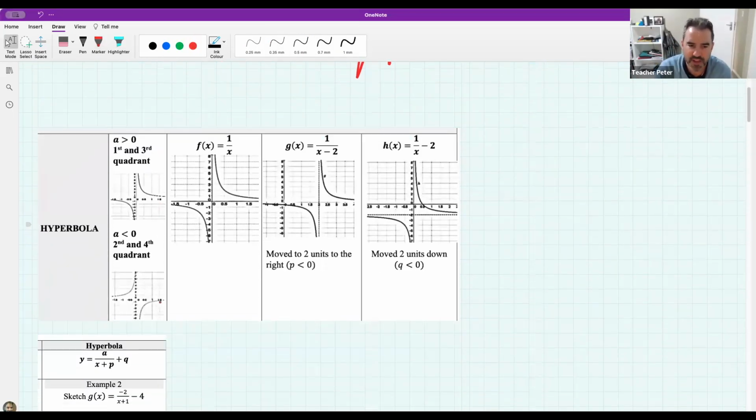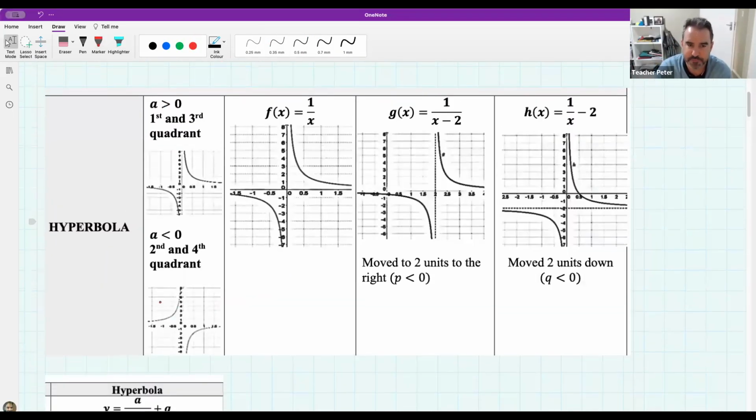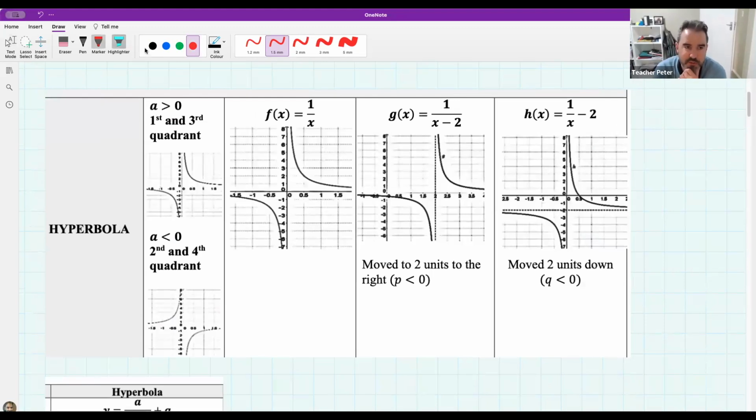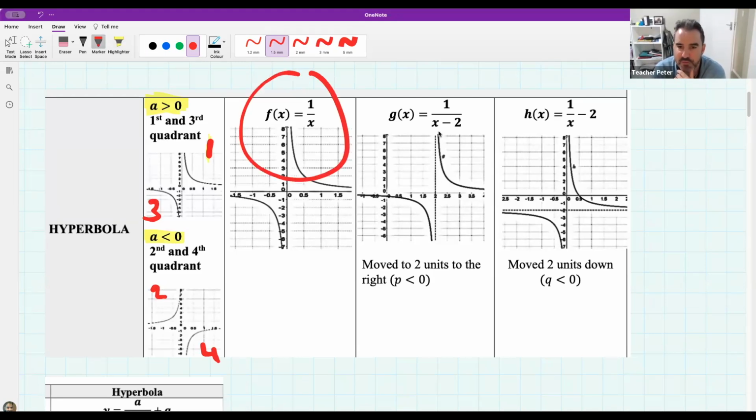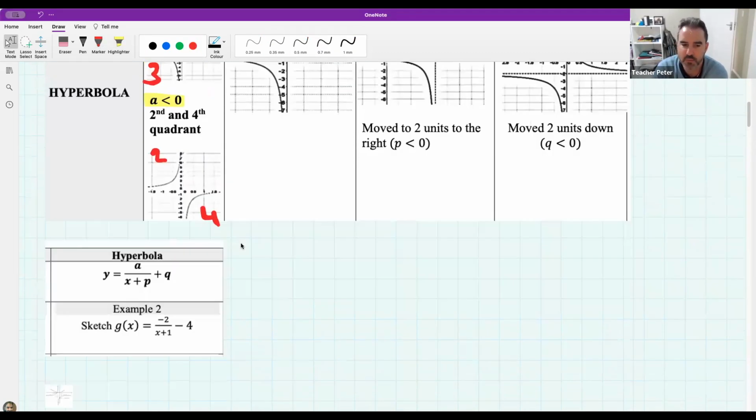So before we go to that, let's just have a quick look at some summary stuff. You've seen this before about hyperbolas, but if A is greater than 0, then we'll be in quadrant 1 and quadrant 3. And if A is less than 0, then we would be in quadrant 2 and quadrant 4. And so this is a basic hyperbola, but then once this starts changing, it shifts horizontally, and here it shifts vertically. Okay, so I think that's what we did in the previous lesson.